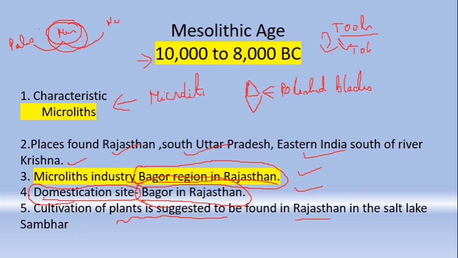That means in the Mesolithic age we found things mostly in Rajasthan, but it doesn't mean that all the Mesolithic sites existed only in Rajasthan. No, it is found in other places also, but the most important things we found in Rajasthan are the microlith industry, the domestication of animals, and the cultivation of plants, which is suggested to be found in Rajasthan at the Sambhar Salt Lake. Okay, these are the things you have to remember. Keep these characteristics in mind, and your concept will be clear about the Mesolithic age.